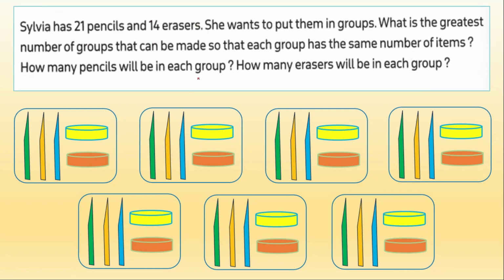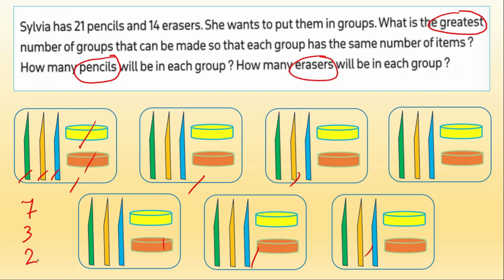So let's revise the 3 ideas of the story. We wanted to find the greatest number of groups. So we have 7 groups. And she wanted to find the number of pencils in each group. Each group contains 3 pencils. And the third idea, erasers. How many erasers in each group? 2 erasers.